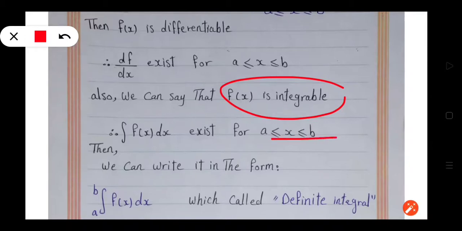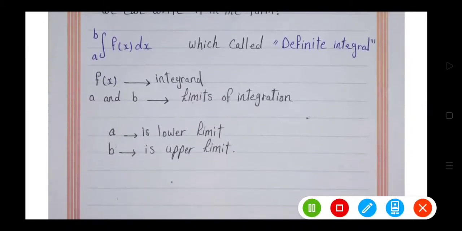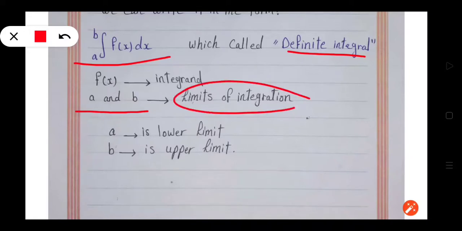Now we can write the definite integral in the form integration from a to b of f of x dx, called definite integral. f of x is the integrand, that's the function. It's possible to find the integration, it is integrable. And a and b are called limits of integration. So a is the lower limit and b is the upper limit.